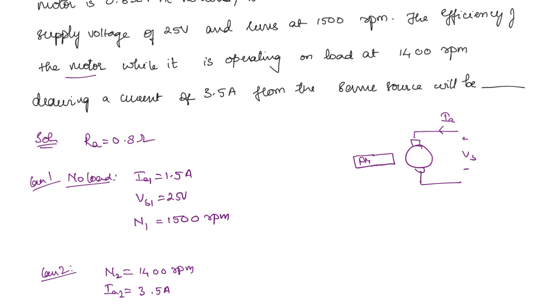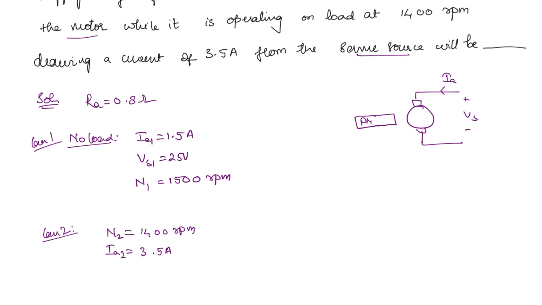Okay, so from the same source is given, so that means VS2 is equal to VS1, which is 25 volt. So now what do we want? We want to find out the efficiency of case 2. In order to find efficiency, we will need input and output. But instead of either input or output, we can have losses as well.